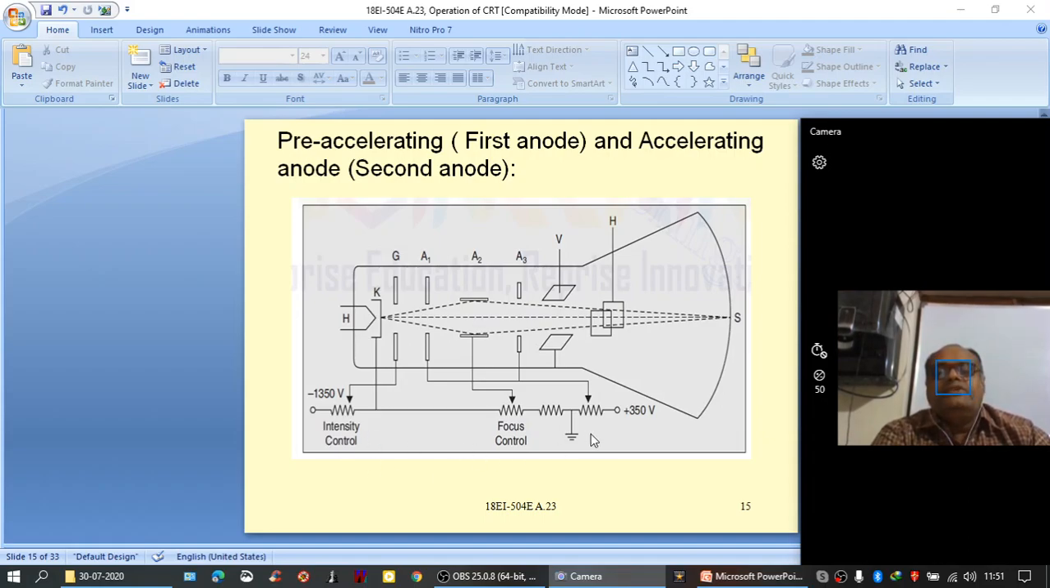Now you can see the power supplies also. 1350 minus voltage here for the cathode and 350 here at the anodes. Total how much it will come? It will come around 1600 volts.